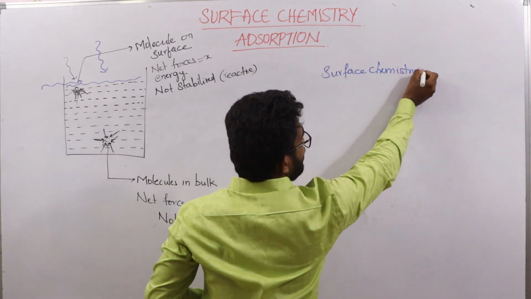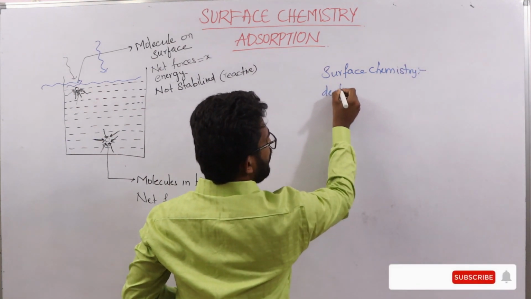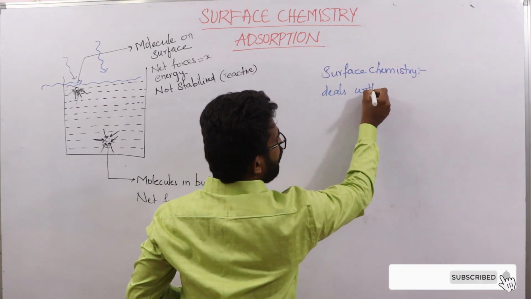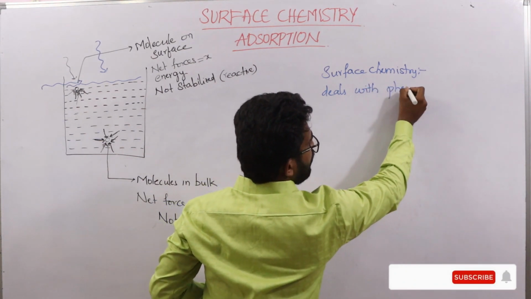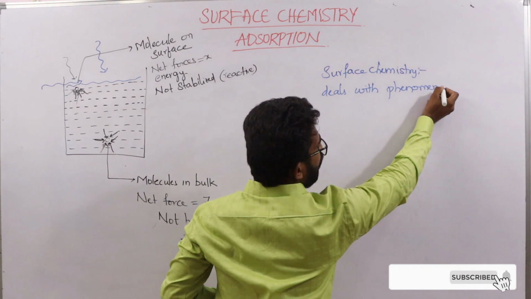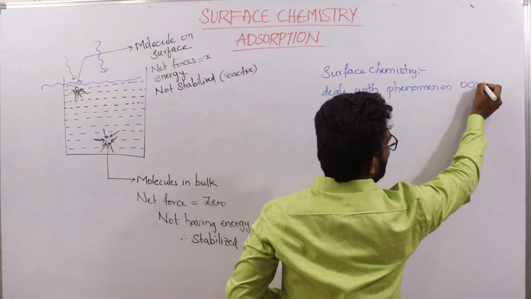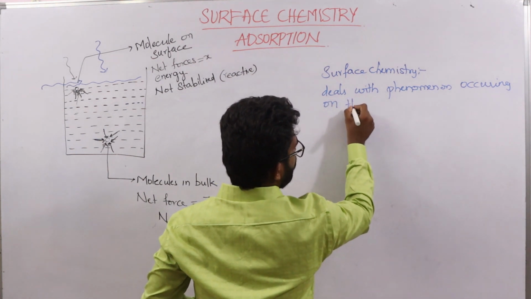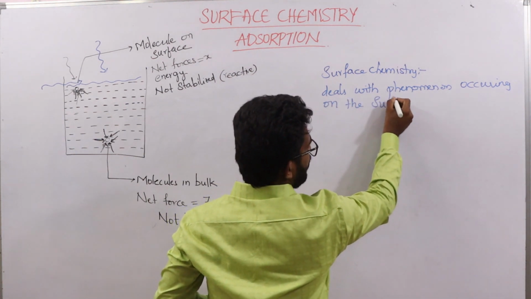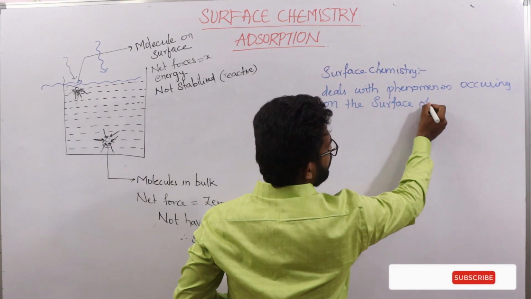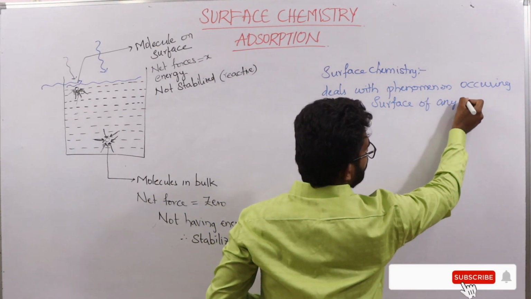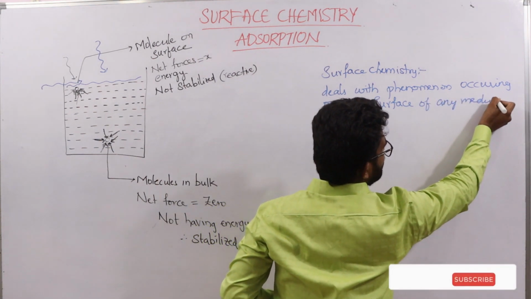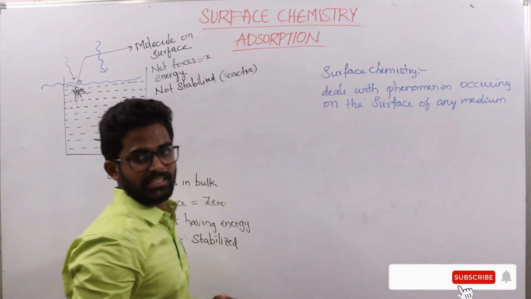So what is surface chemistry? The chemistry that deals with the phenomena occurring on the surface of any medium is called surface chemistry.